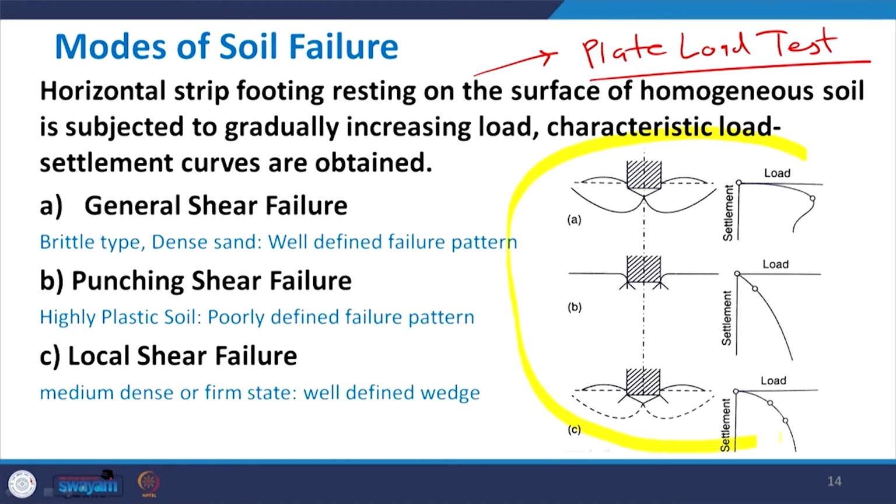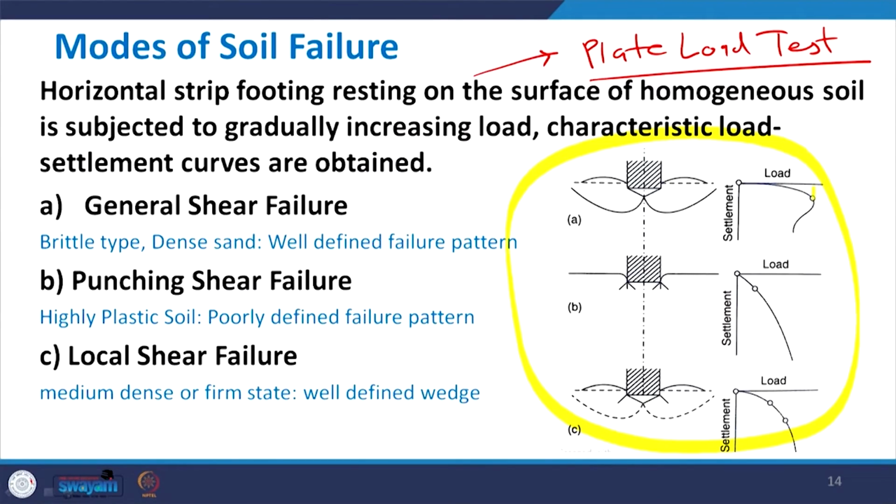You can see this in the figure: the load settlement curve for 3 different situations A, B, C. Now, let us see what happens in these different scenarios. The first is general shear failure, the case when you have very dense soil, for example dense sand, which behaves like a brittle material. In general shear failure there is a kink at this point, so the load settlement curve changes after that, and the failure pattern shows bulging of the soil at the surface. This is applicable for very dense sand or stiff clay.